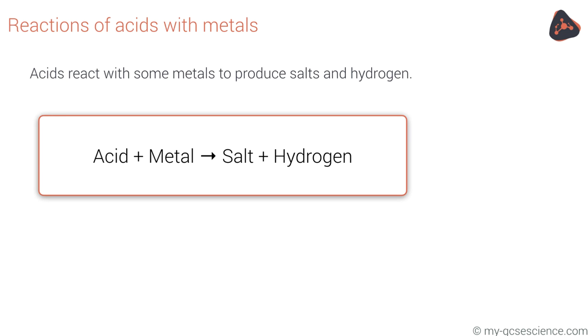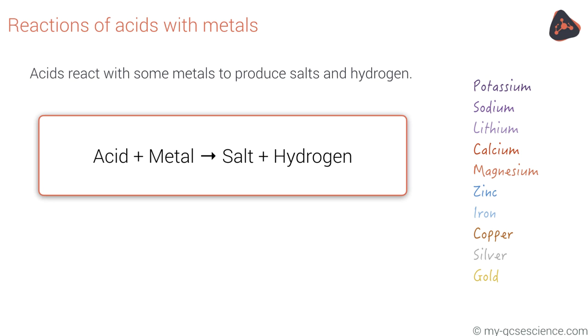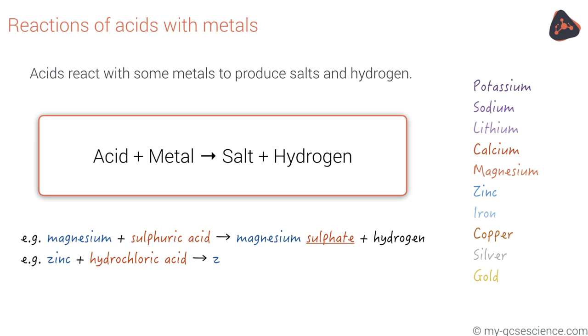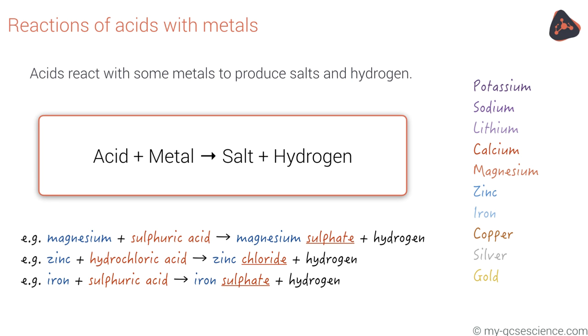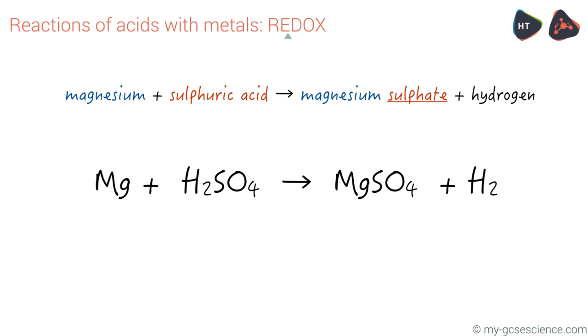Now, of course, as we saw in the previous section, not all acids react with metals. Only the more reactive metals in the reactivity series will react with acids. So for the purposes of your specification, you need to know examples of magnesium, zinc, and iron reacting with acids. Later in this video, I'll talk in more detail about how we name the acids, but for now it's important to know that when an acid reacts with a metal, it creates a salt, such as magnesium sulfate, and hydrogen gas. All reactions between acids and metals can be called redox reactions.